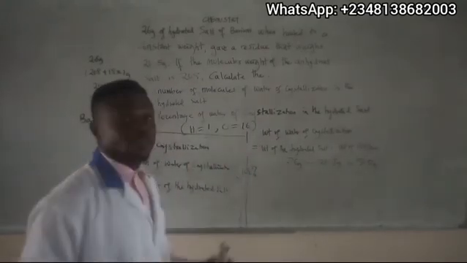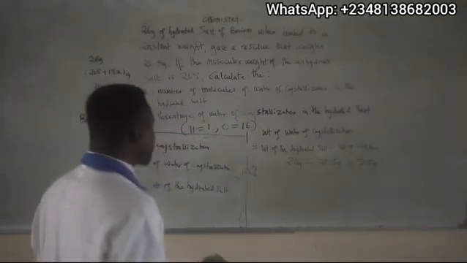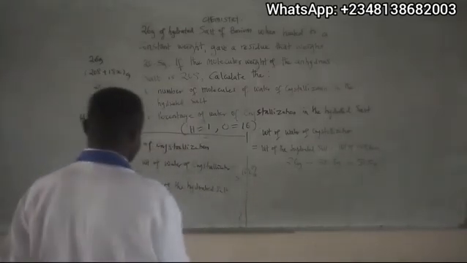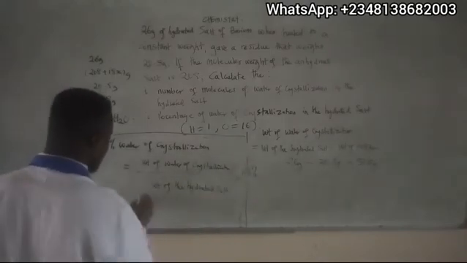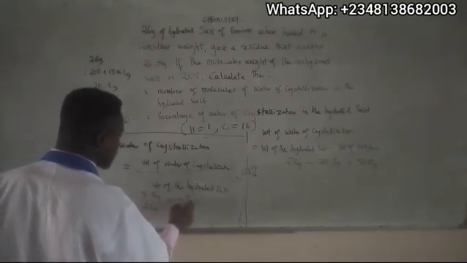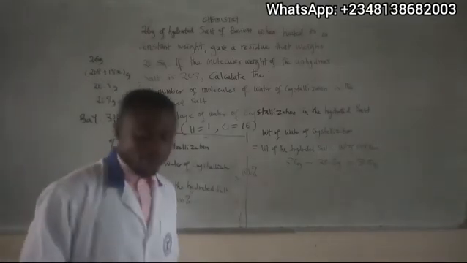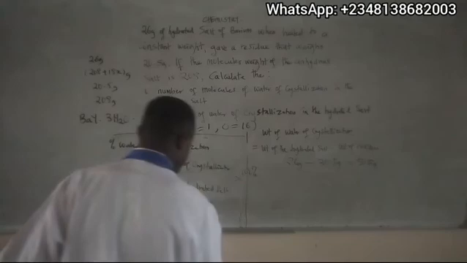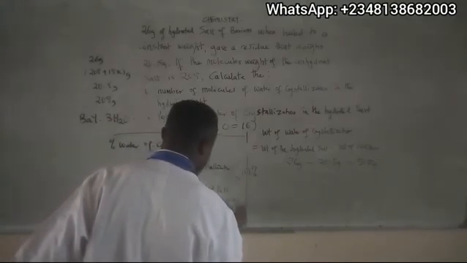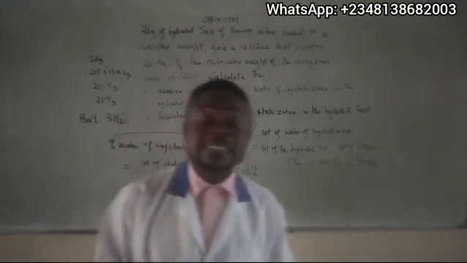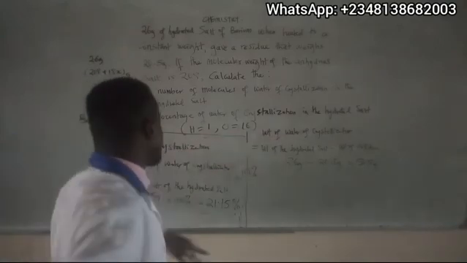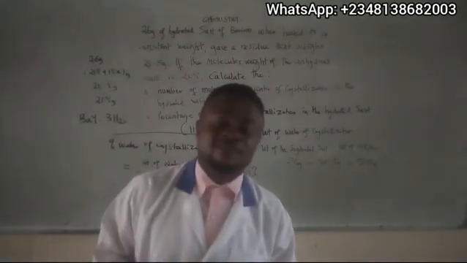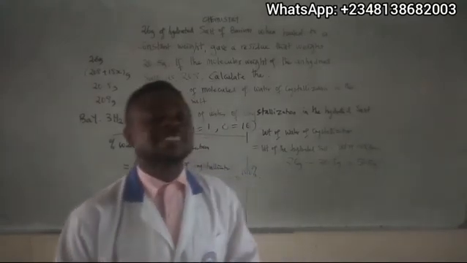Now, we already know the weight of the hydrated salt to be 26 grams. That means the percentage of water of crystallization is equal to 5.5 grams over 26 grams times 100%. If you punch the calculator properly, this will give us 21.15%. So the percentage of the water of crystallization in the hydrated salt is 21.15%.